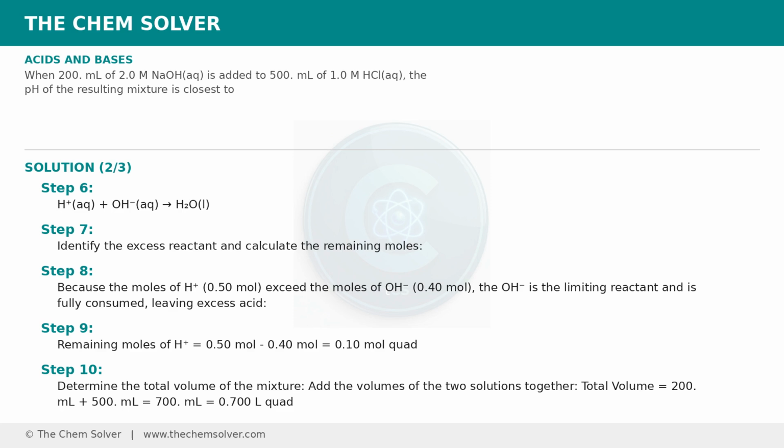Determine the total volume of the mixture. Add the volumes of the two solutions. Together, total volume equals 200 mL plus 500 mL equals 700 mL, equals 0.700 liters.